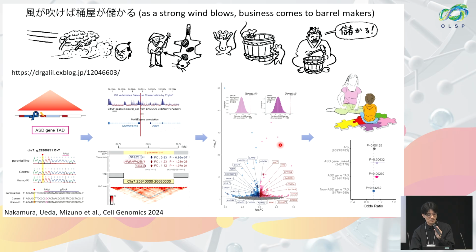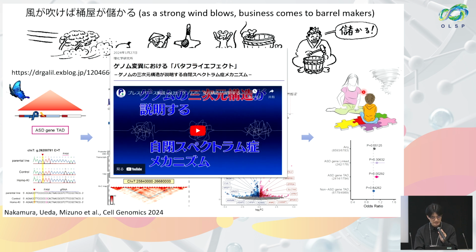So this kind of phenomenon, like the butterfly effect, where a butterfly flapping in Brazil can cause a tornado in Texas, may explain a part of the ASD genomic risk factor architecture. This is a press release of the paper.